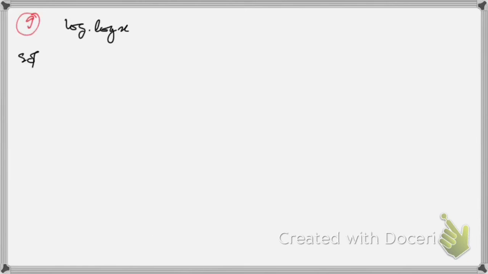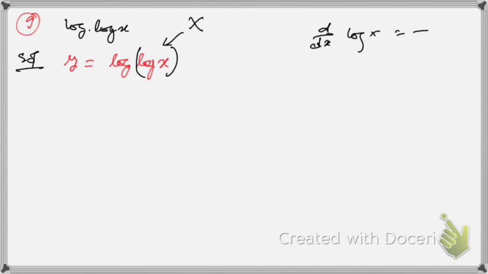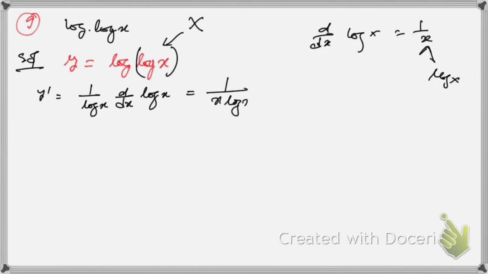Now question number 9, log of log of log x. So let it be y again. So now consider this one as x. Okay. Then derivative of log x, we know 1 by x. So x is nothing but here log of x. Therefore y dash is 1 by log x. Then again you have to differentiate the function within bracket here, log of x. Derivative of log of x is 1 by x. So we have got 1 by x log x.